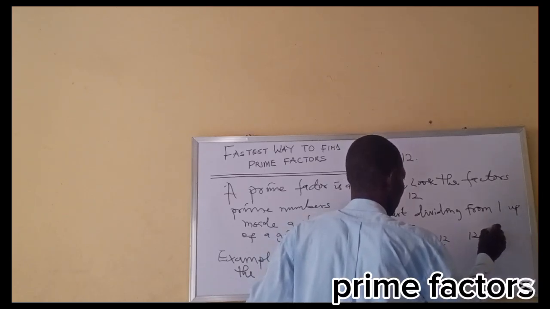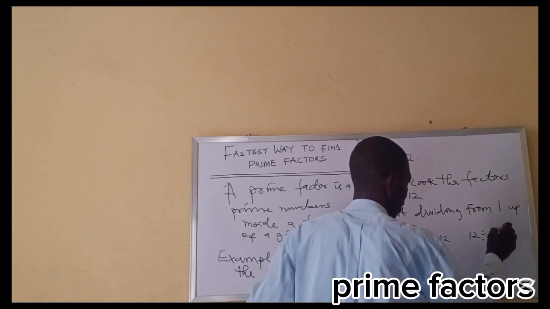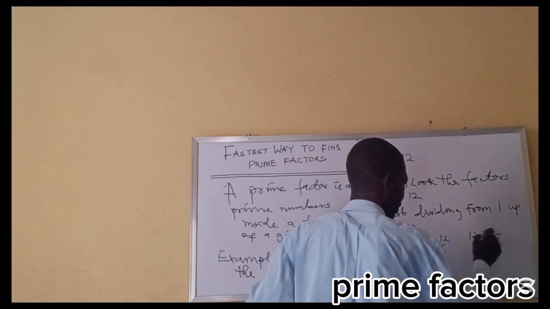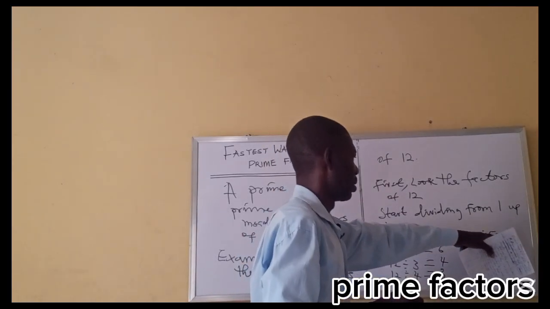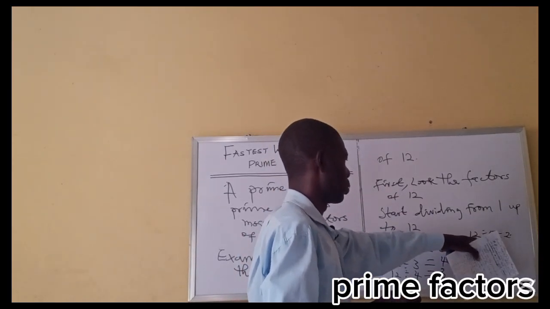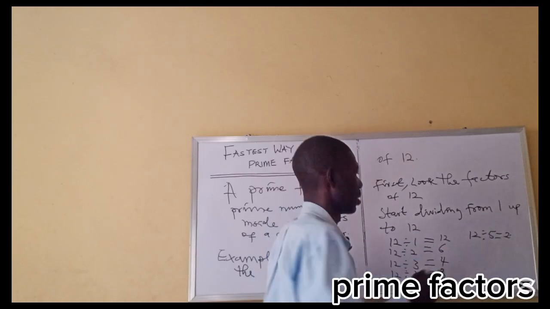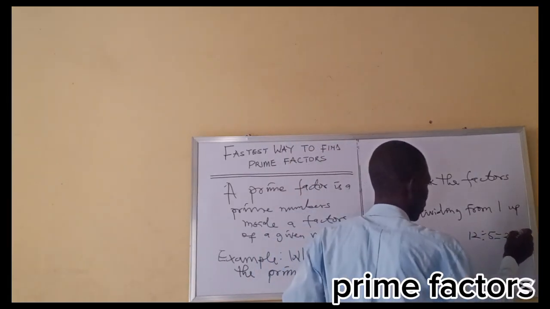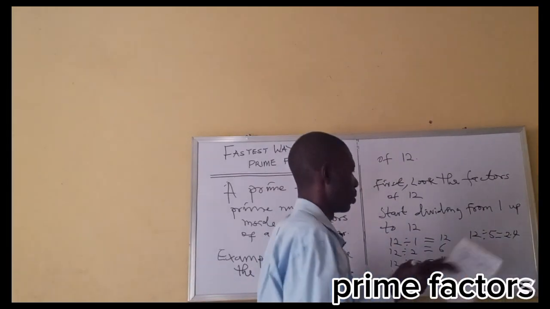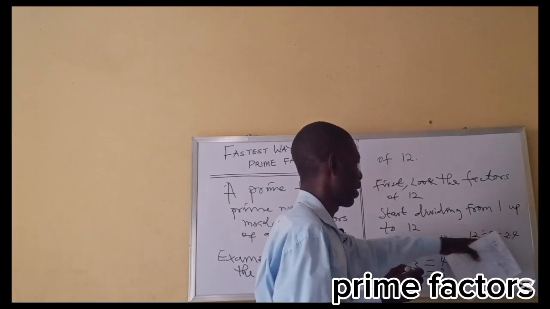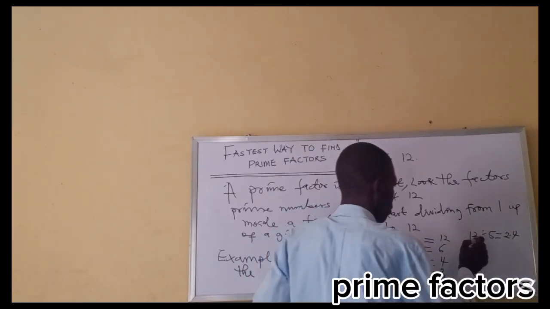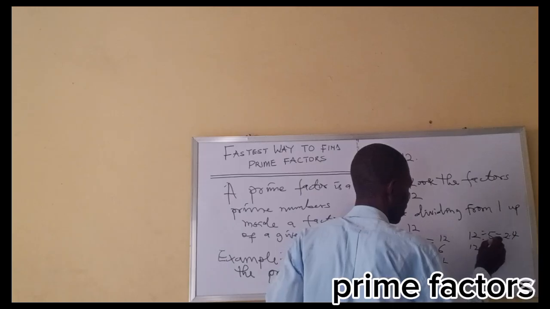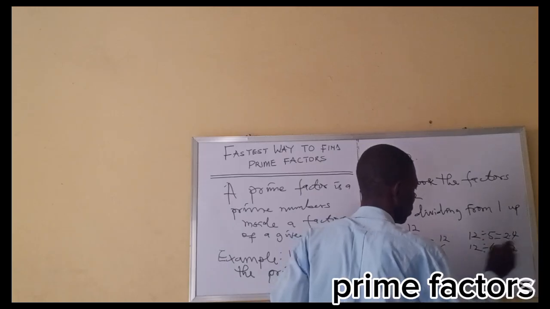12 divided by 5 will give us a decimal place. That is 2 point, it remains 2. In 20, that is 4. So automatically this disqualifies 5 as a factor. Then 12 divided by 6 gives us 2.